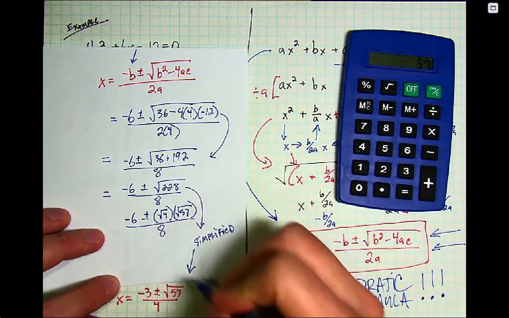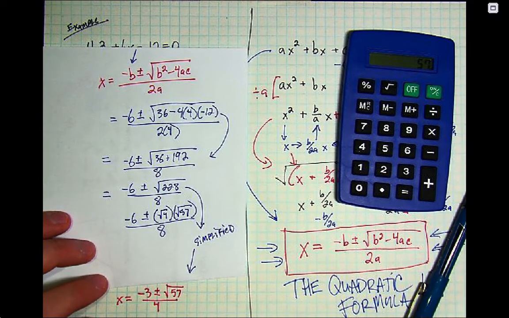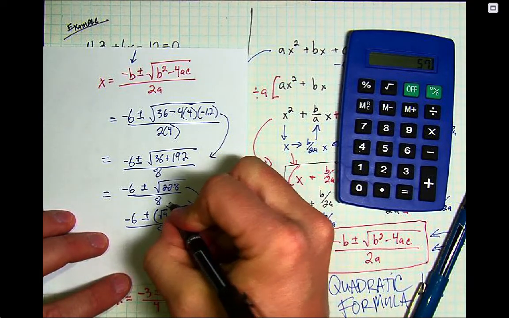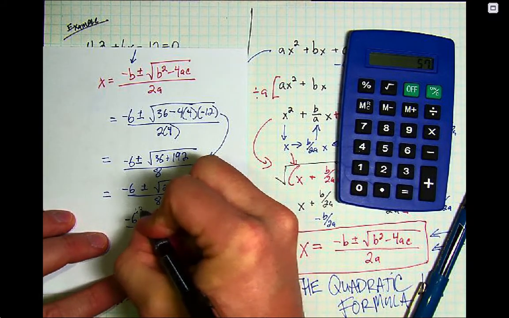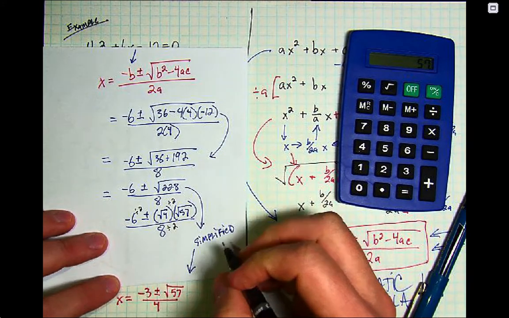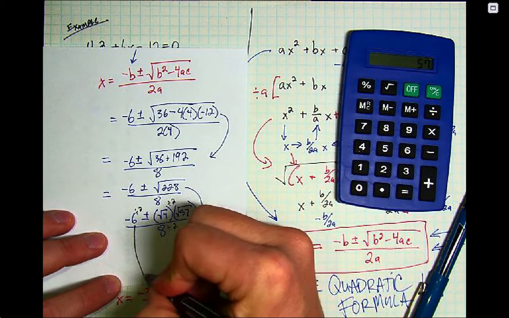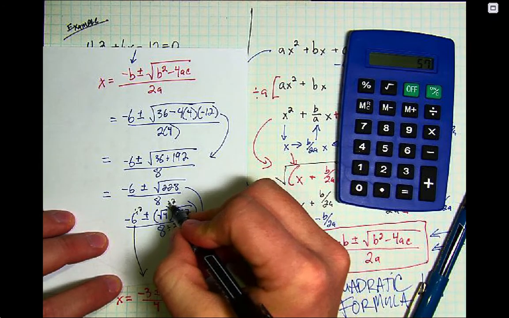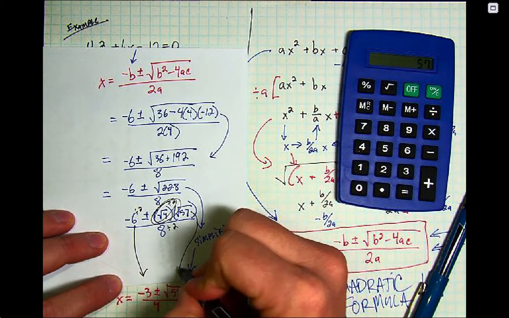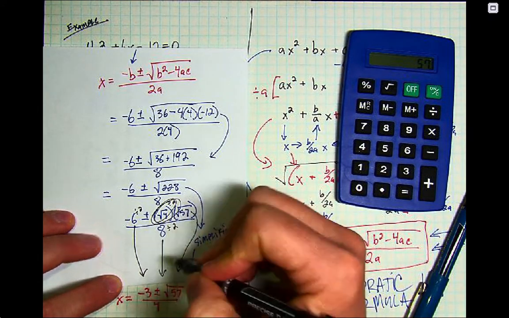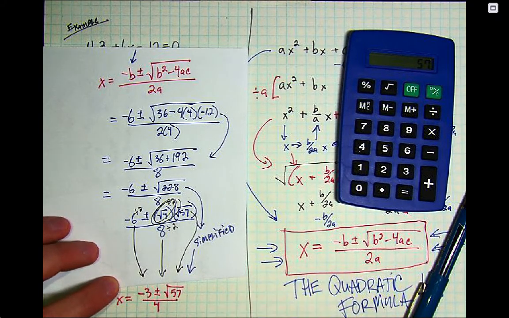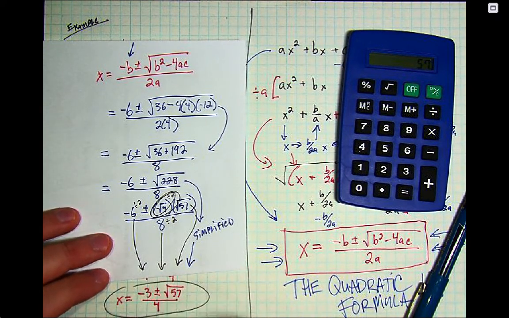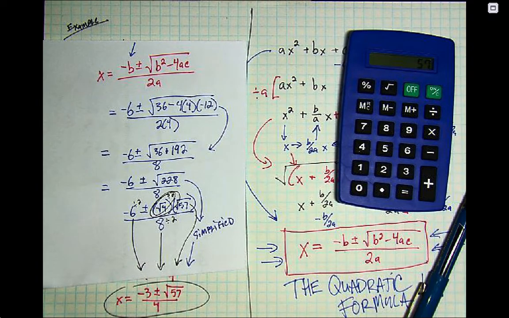And what's the square root of 4? 2. So if we divide this by 2, divide this by 2, we divide everything by 2, that's how we're going to get negative 3. This goes away, and you get the 57. The 8 turns into a 4, and that is our solution using the quadratic formula.